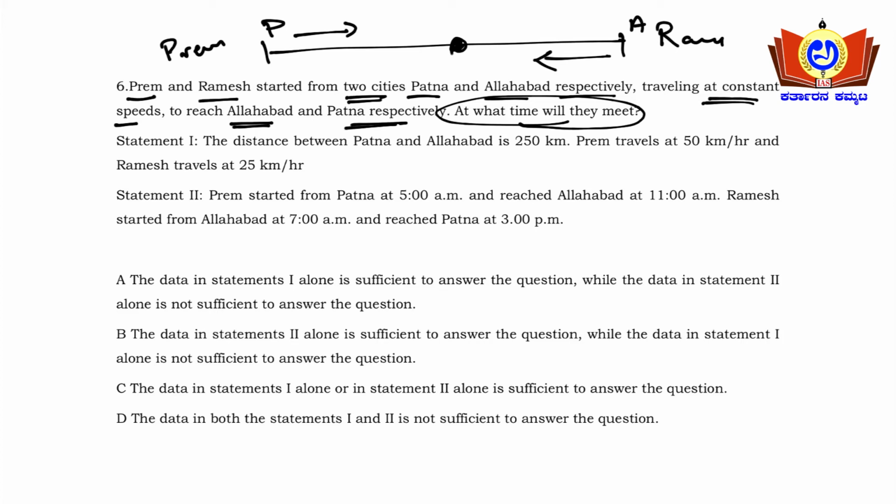What is the first statement? The distance between Patna and Allahabad is 250 kilometers. So the distance is 250 kilometers.